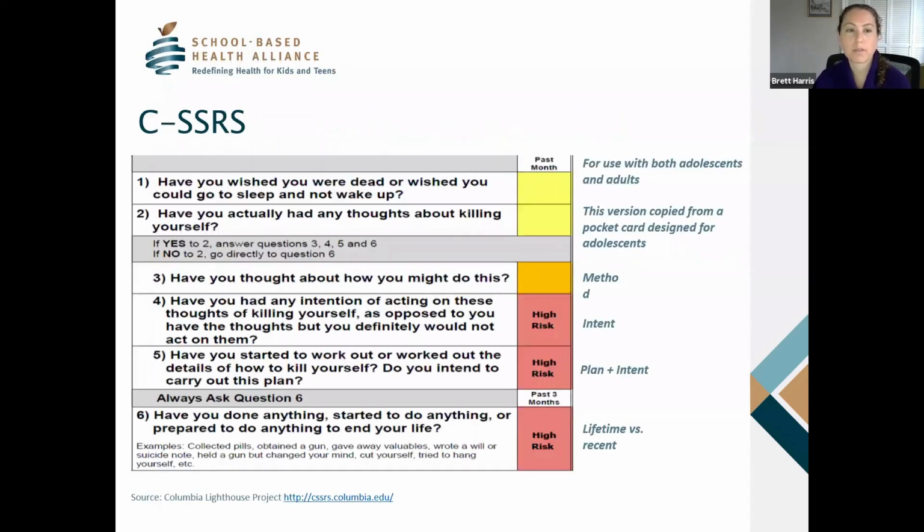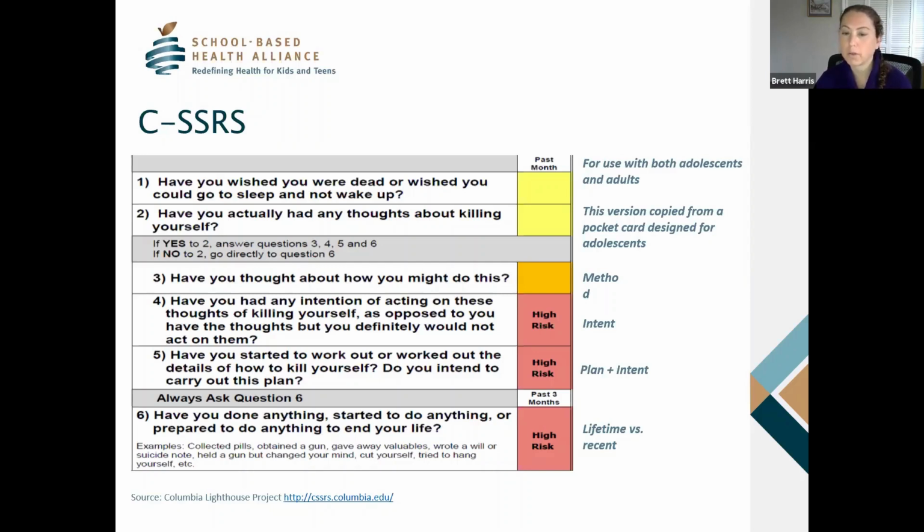So this is the Columbia screen here. You can see question number one: have you wished you were dead or wished you could go to sleep and not wake up? That's pretty similar to the question from the PHQ-9. It's indicating passive ideation. And then there's: have you actually had any thoughts about killing yourself? This is active suicidal ideation. These are two different questions that get at two different things. If someone says yes to those two questions, you would then go on to ask the rest of the tool.